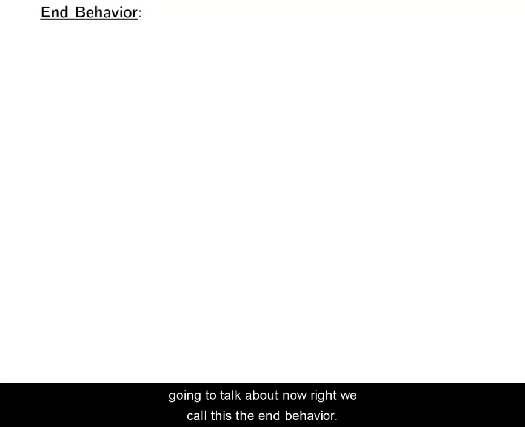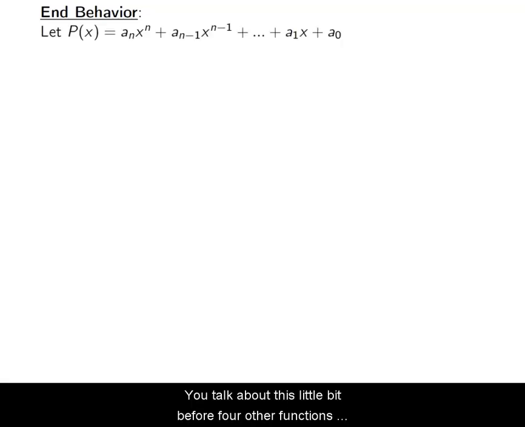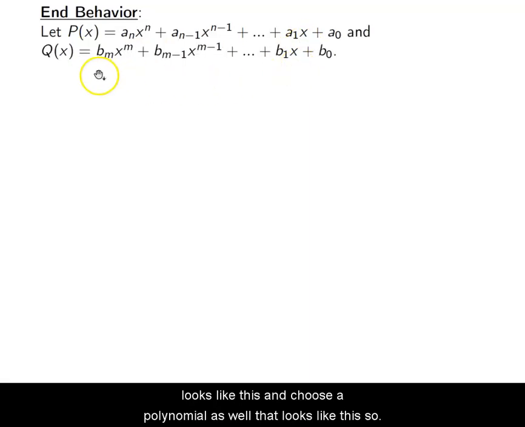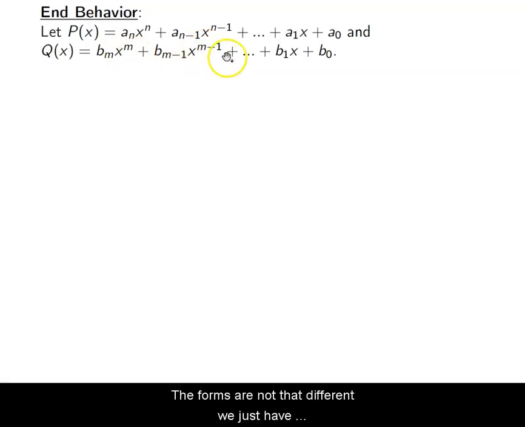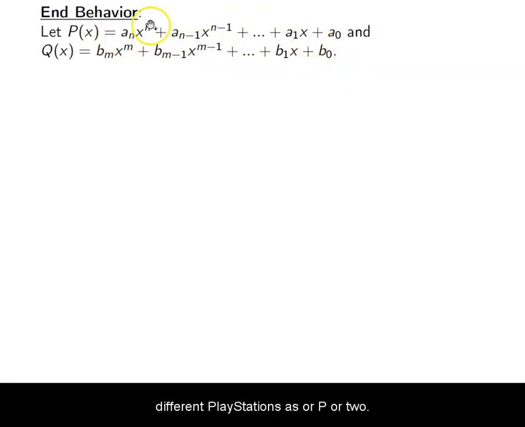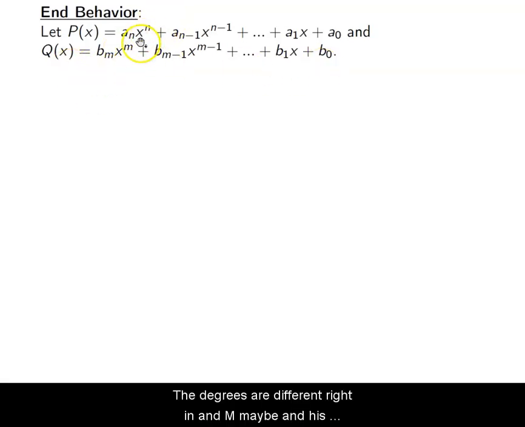We call this the end behavior, right? We've talked about this a little bit before for other functions and polynomials, like what's happening in the long run as x gets really large or really negative. So let's say that P is a polynomial of a form that looks like this, and Q is a polynomial as well that looks like this. So the forms here are not that different. We just have different coefficients, A's for P, B's for Q. The degrees are different, right? N and M.